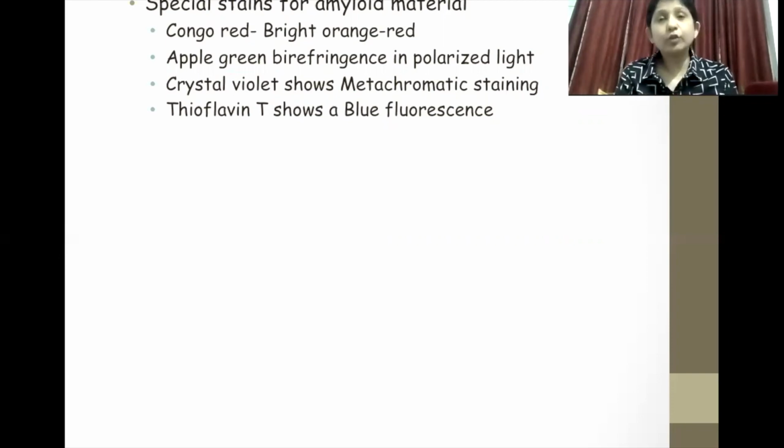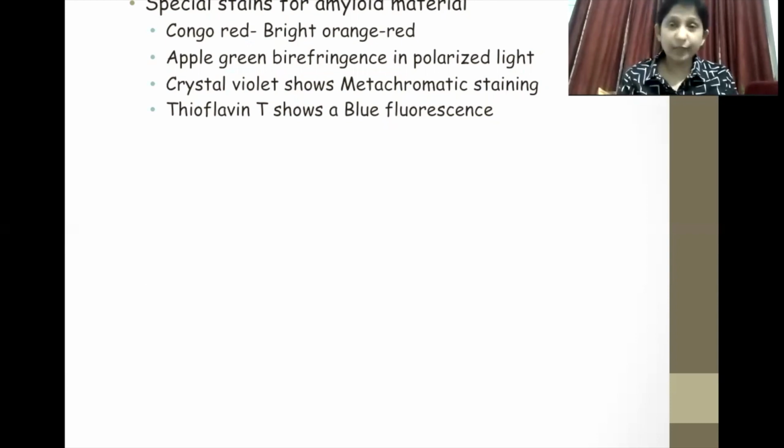Then you can also use metachromatic staining. Metachromasia is basically a stain which will show different colors in different substances. So crystal violet can be used as a metachromatic stain, which will show a purplish color. And thioflavine T can be used in fluorescent microscopy. It will show a blue fluorescence for amyloid.